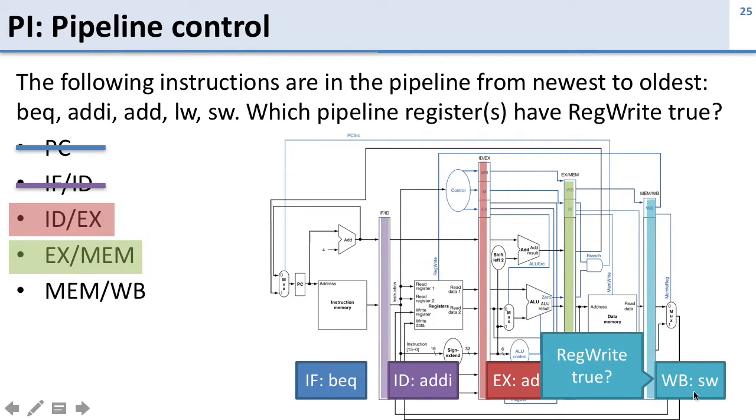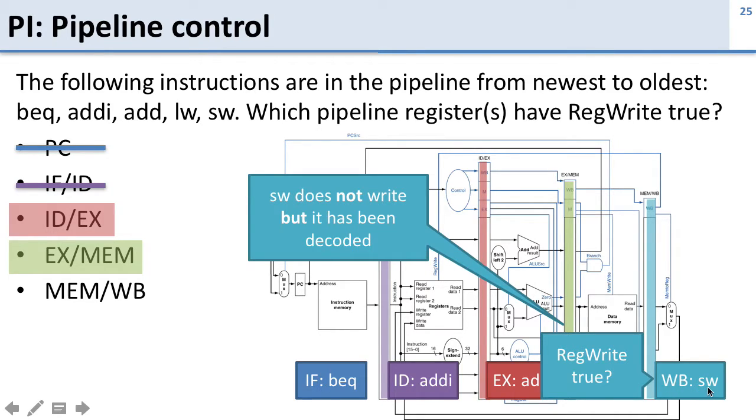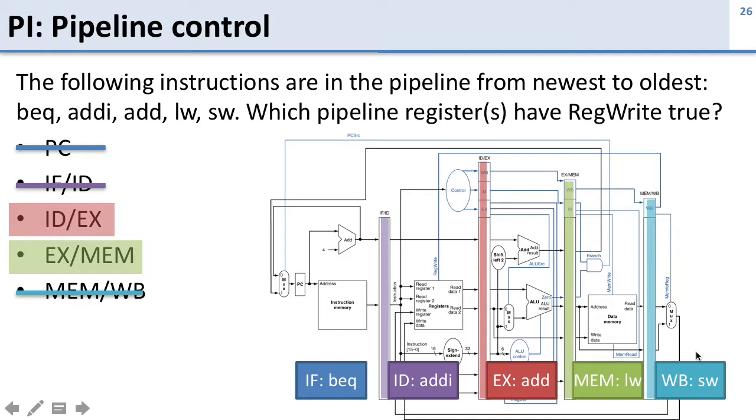And finally, how about the last one, for our store word in write back? Well, store word doesn't write back to the register file. It stores data into the memory, but it has been decoded. So here we do have a reg write bit, but it's not going to be set to true because the instruction in this stage doesn't write back. So this is what we get for that problem.